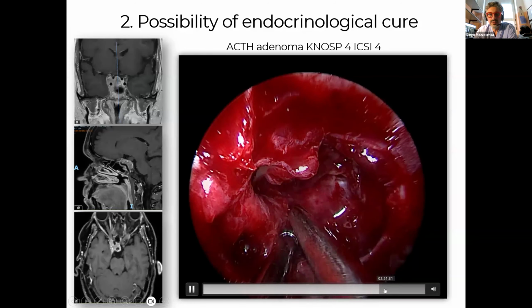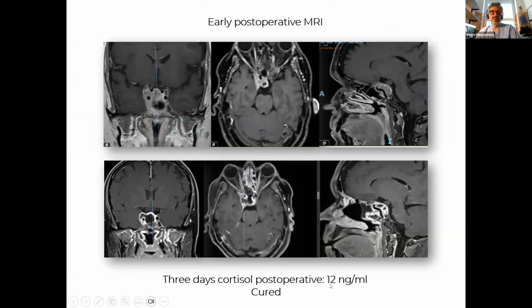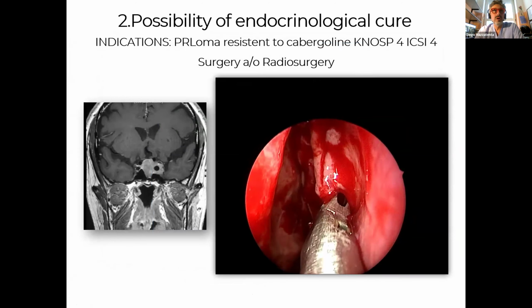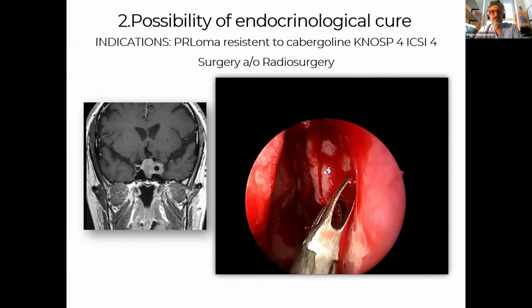This is the post-op MRI, but the most important thing in secondary pituitary adenoma is the post-operative cortisol level, 12. The patient in this case was cured. Another case: a patient affected by a PRL-secreting pituitary adenoma resistant to cabergoline. Obviously, there is no medical therapy. There are only two options, surgery and radiosurgery.